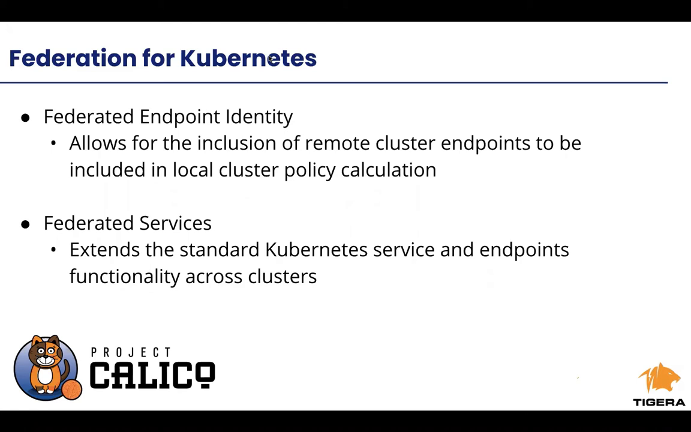What federated endpoint identity is going to do is allow a local cluster, for example cluster A, to have the endpoint data that is available in clusters B and C, and then create network policy utilizing the endpoint identity, the labels that allow you to select and apply policy. You'll be able to do that across clusters. So you can come up with rules like cluster A is allowed to talk to cluster B, but cluster C is not allowed to talk to cluster A, and more granular policy examples. We have a couple in some of the later slides.